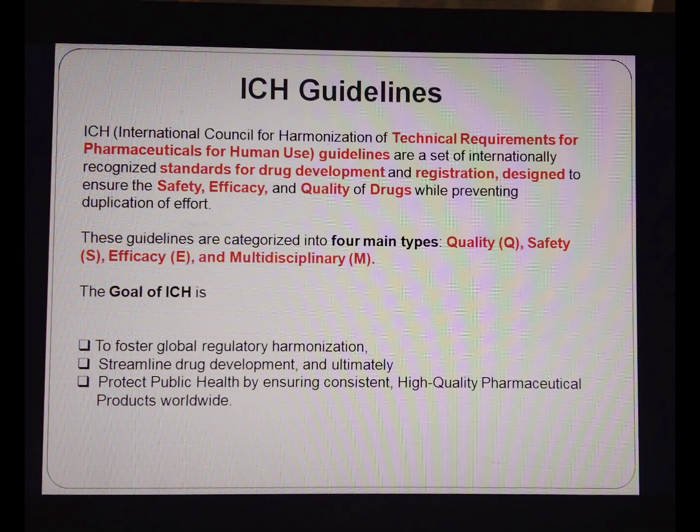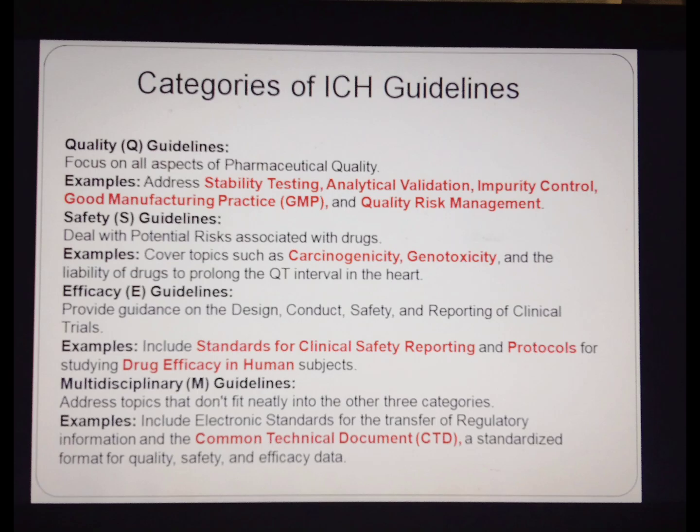Category of ICH guideline: quality guideline. It focuses on all aspects of pharmaceutical quality. Example: addresses stability testing, analytical validation, impurity control, good manufacturing practices, and quality risk management. Safety guideline deals with potential risk associated with drug. Example covered topics such as carcinogenicity, genotoxicity, and the liability of drug to prolong the QT interval in the heart.